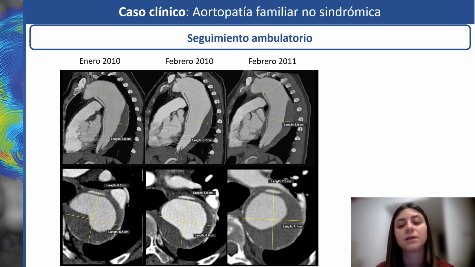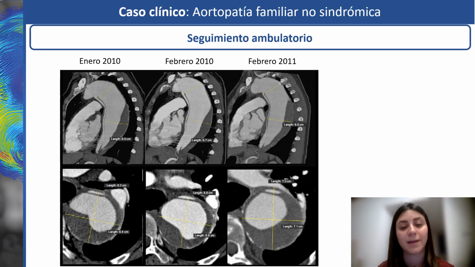Going back a bit to the case regarding our patient, an outpatient follow-up was conducted very closely with control angio-CT, and what was observed was a rapid progression of the diameters at the level of the descending thoracic aorta, with an increase of several millimeters over just 2 years. In February 2010, it measured 66 millimeters, and by February 2011, it was 71 millimeters. A significant enlargement.